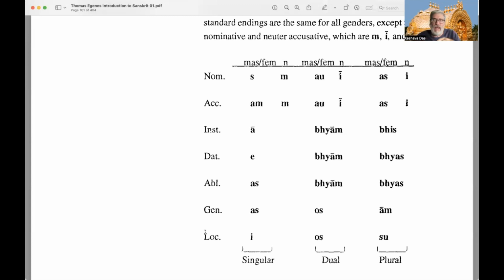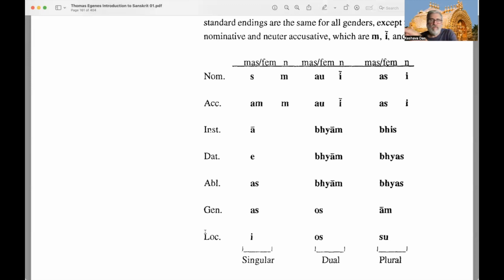So anyway, let's not get into how they all fit with Sandhi with their different stems as nouns, and let's just look at what he's showing us. These are just the endings, the way they are. M, au and long I, as and short I are the accusative endings for masculine, feminine, neuter. Instrumental: long A, bhyam, bhis, right? Whenever you see an S at the end of the word, it's going to turn into a visarga. So bhis is going to become bhihi.